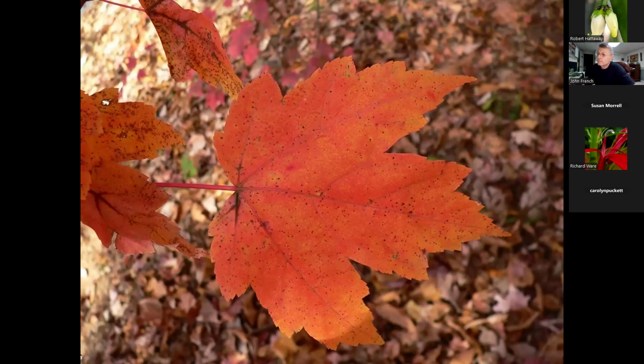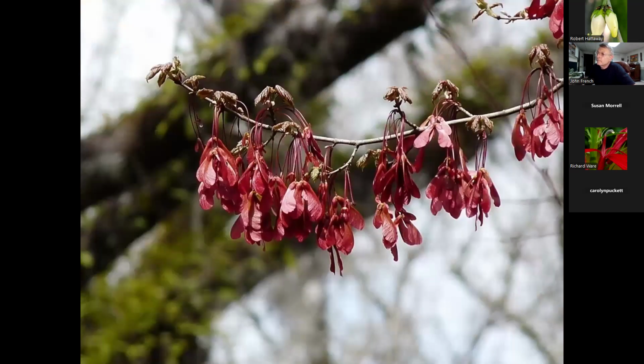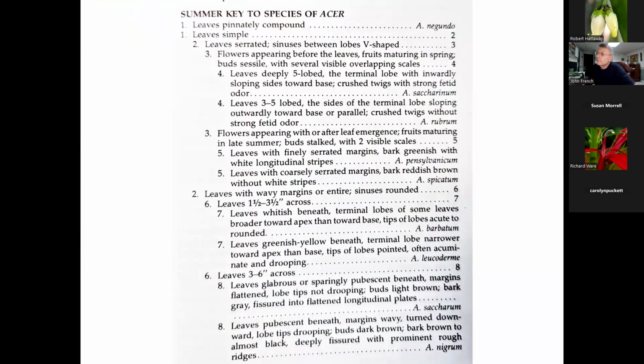All right, thank you. To go back to the key, Richard, one more thing that would help everybody. Let's just say that you don't know that rubrum means red. What would help people who don't like scientific names is to write the common names in the margin. If you don't know saccharinum is silver maple, just write it in the margin. You're cheating in a way, but it helps.